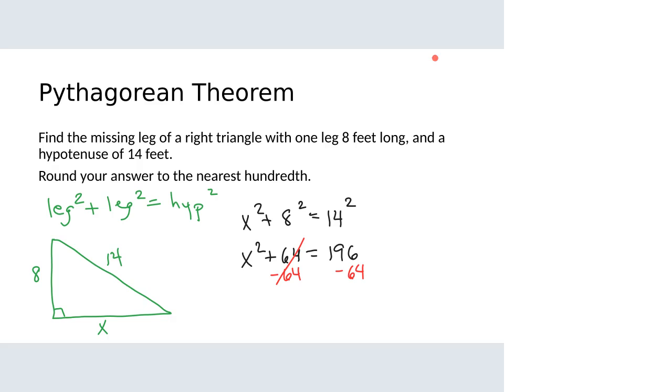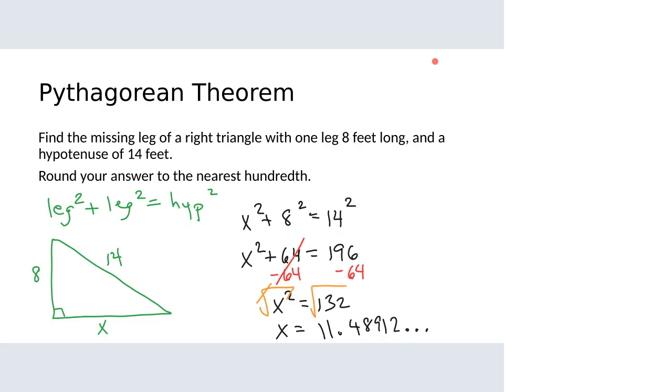On the left-hand side, they cancel, leaving me with just x squared. On the right-hand side, I have 132. Last thing I need to do to get x by itself, I've got to get rid of squaring, and to do that, I'm going to take the square root. If I take the square root of the left, I take the square root of the right. On the left-hand side, those cancel, leaving me the x. On the right-hand side, I have the square root of 132, which is 11.48912.